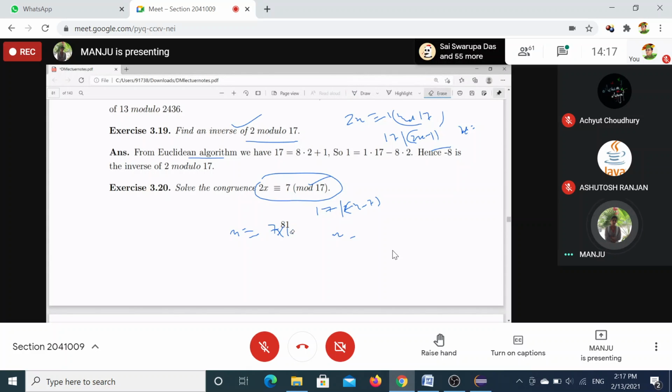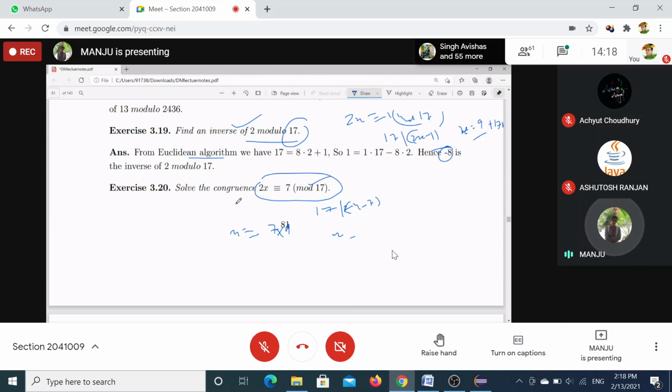9 will work, no? 9. In positive it is 9. If you want negative, it is -8. You can also multiply with -8, doesn't matter, because -8 and 9 are congruent in modulo 17. So 9 is also working for this one. 2 into 9, 18 minus 1, 17 is divisible by 17, right? So x is also working as 9. For other inverses, you can add 17k.